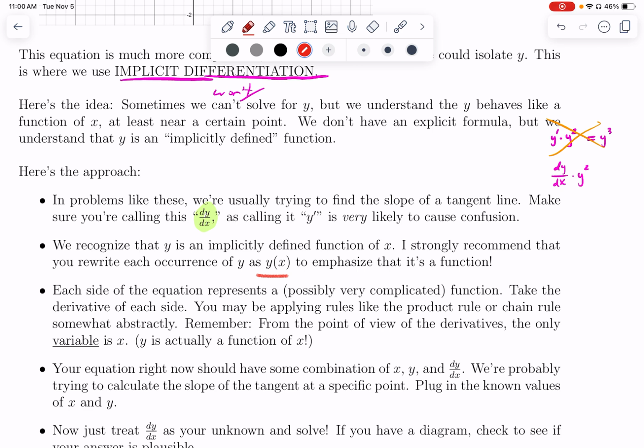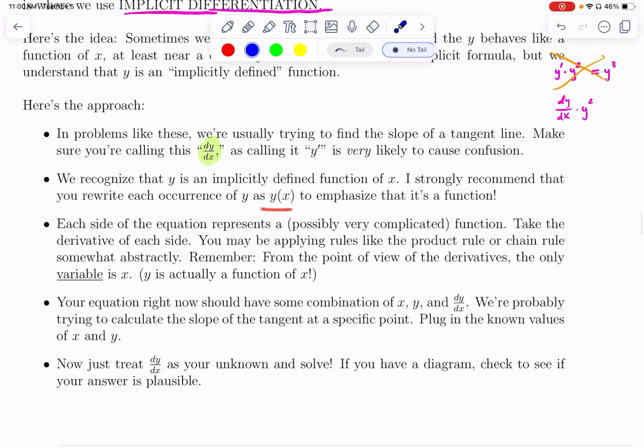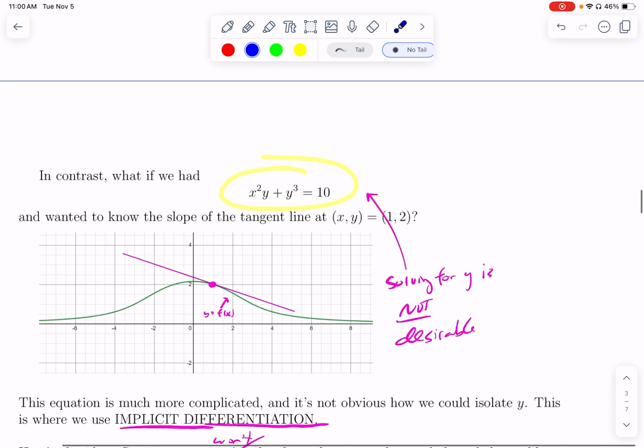When we take the derivative, we have to remember that the variable is x. We're going to get an equation with some combination of x, y, and dy dx. We probably want to calculate the slope of the tangent at a specific point, so we're going to plug in, and then we'll just solve for dy dx and check if it's plausible. I'm going through this fairly quickly because let's do an example together, then we'll come back and pay attention to what did we actually do here.